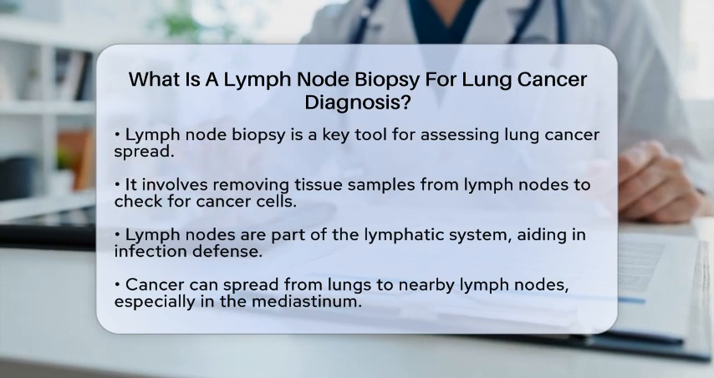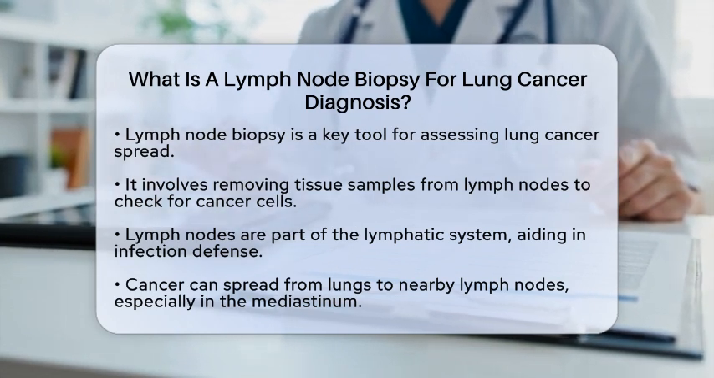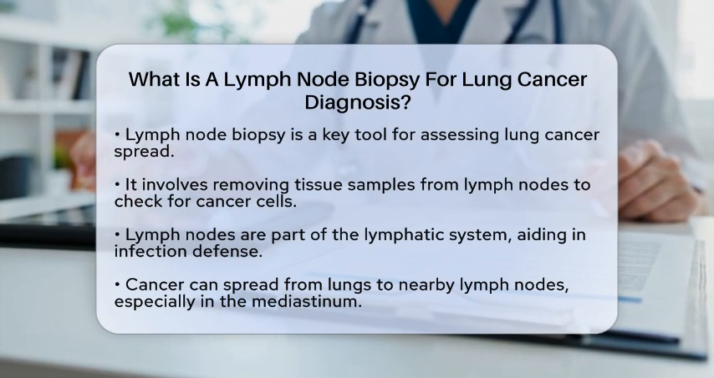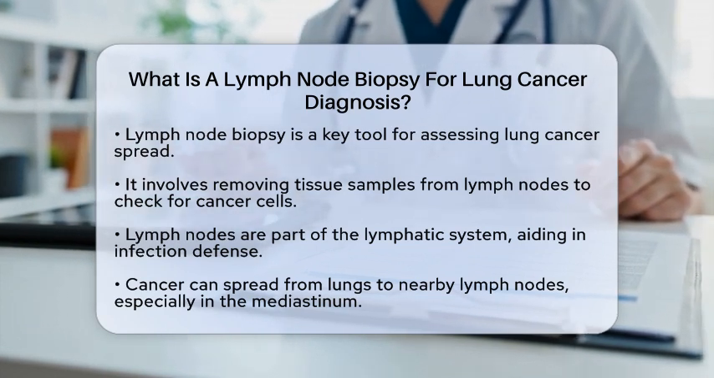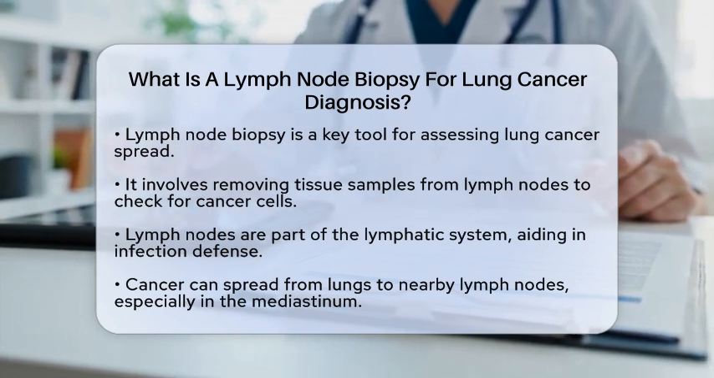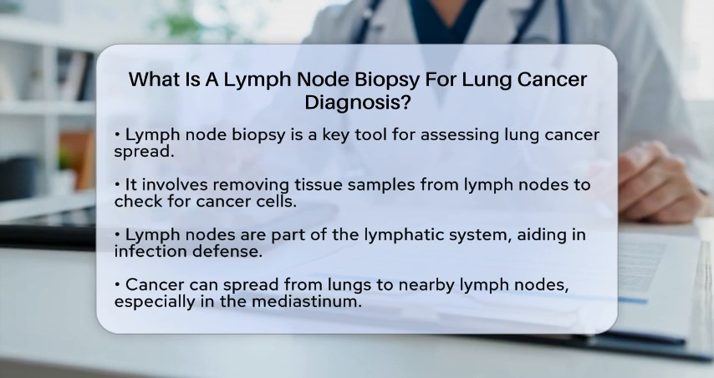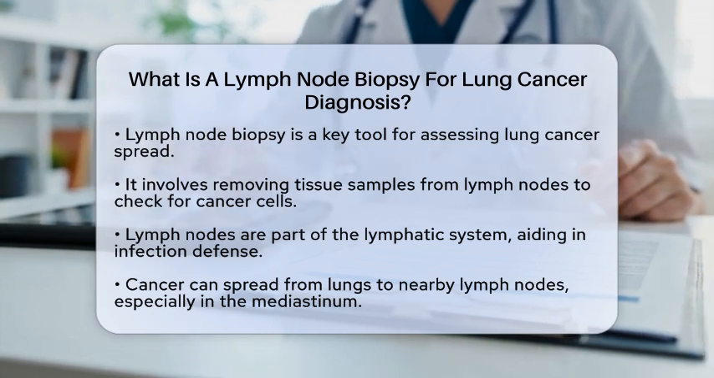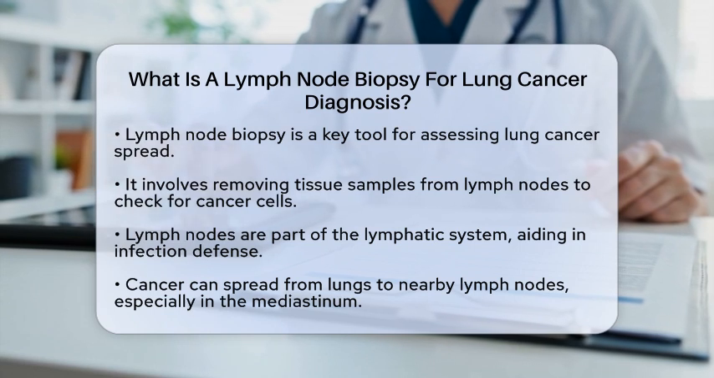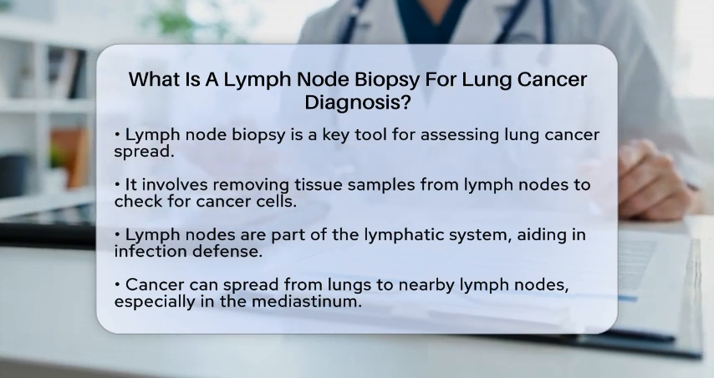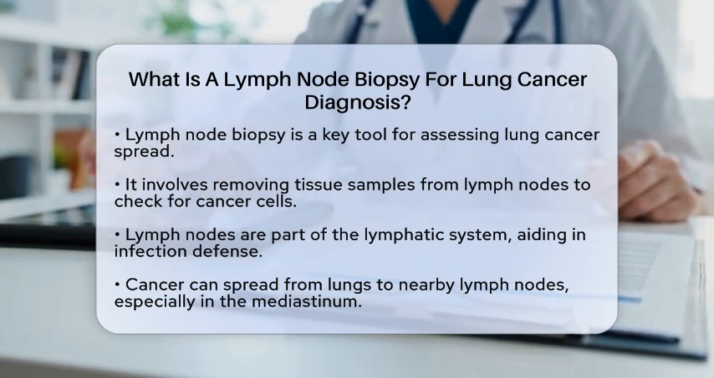Lymph nodes are tiny, bean-shaped structures that are part of the lymphatic system, which helps the body fight infections. In lung cancer, cancer cells can travel from the lungs to nearby lymph nodes, particularly those in the mediastinum, which is the area in the center of the chest between the lungs.